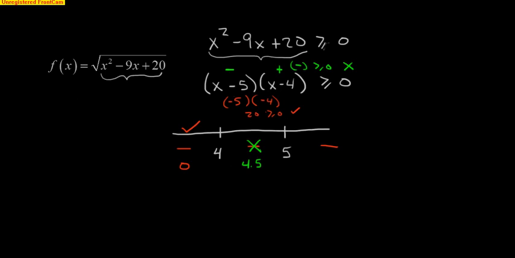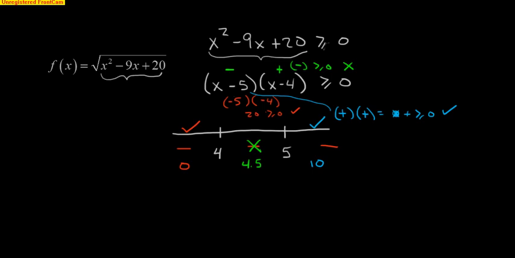And then, last but not least, I pick a number over here bigger than 5. So I'll pick something easy like 10. What happens when I plug 10 in here? Well, I'm going to get a positive number, because 10 minus 5, that's 5, that's positive. What happens when I plug 10 in here? Well, that's going to be 6. So I get another positive number. Positive times a positive is a positive number, which is greater than or equal to 0. So that actually works. So this interval works.